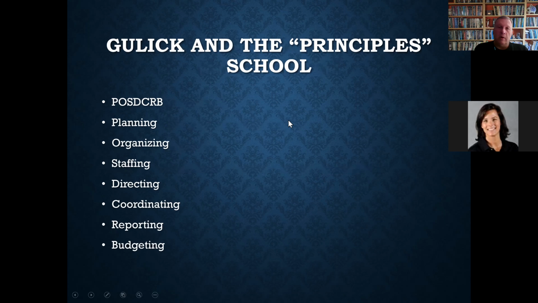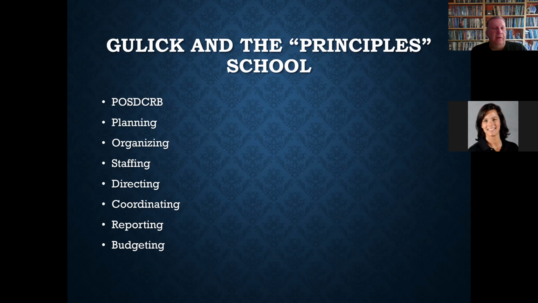So we started with Weber, focused on structure. We then went to Taylor. He focused on work processes. Now a third author in this classical school of public organization theory is Luther Gulick. And Luther Gulick differs from Weber and Taylor in some important ways.